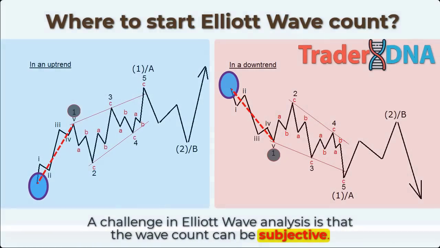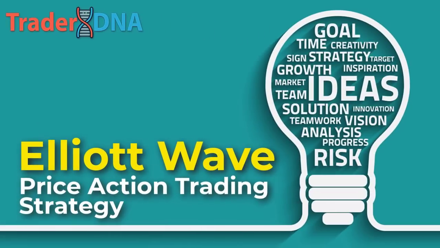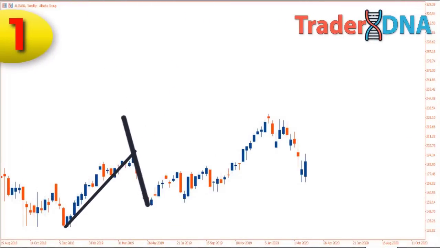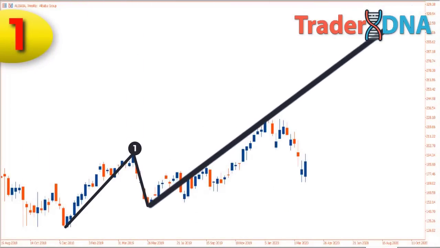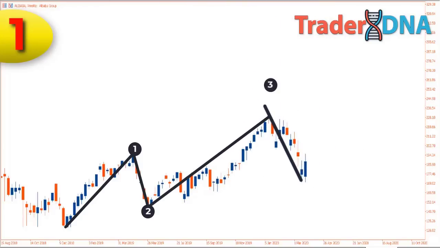Let's move forward. Having understood the fundamental concept of Elliott Wave, let's now examine some of the Elliott Wave entry points that our team at Trader DNA employs. Step number 1. Wait until you can spot at least a 3-wave Elliott Wave sequence. The first step in the Elliott Wave strategy is to wait until you can identify a 3-wave sequence.